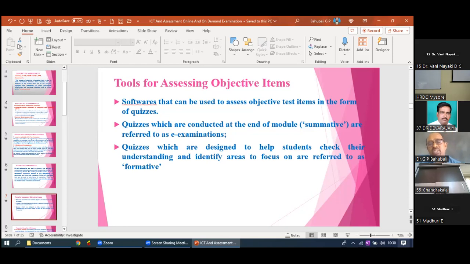And then a quiz, which is designed to help the student check their understanding and identify areas to focus on, is referred to as formative. So both ways, depending upon the situation, whether we want to plan testing at the end, the summative, then it should be in the form of an e-examination. Otherwise, you can also plan it to help students know the areas of their understanding and identify the areas to focus on by using formative quizzes.